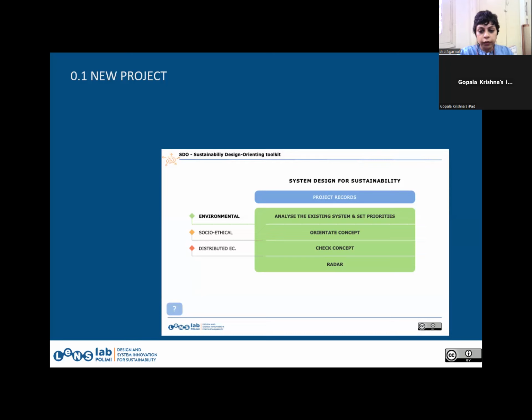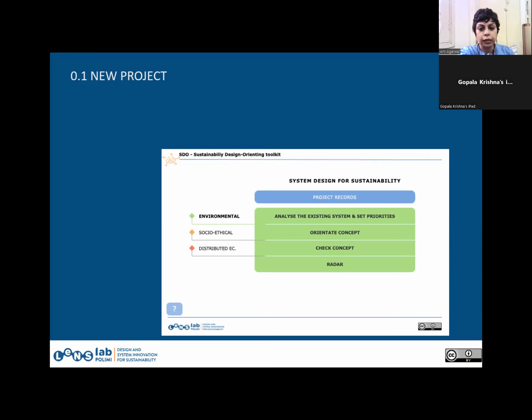So this is the basic interface. I'll just show the Excel file also, but this presentation gives a quick walkthrough through the new SDO toolkit, because the one she mentioned in class does the same thing. It has the same functionality and the same components, but it looks a bit different. So this is the landing page of the SDO toolkit. It starts with the environmental aspect. They all have broadly the same components.